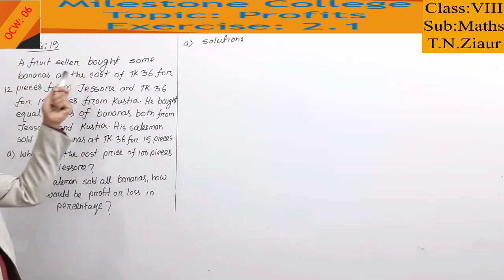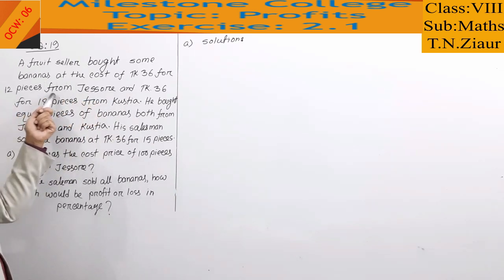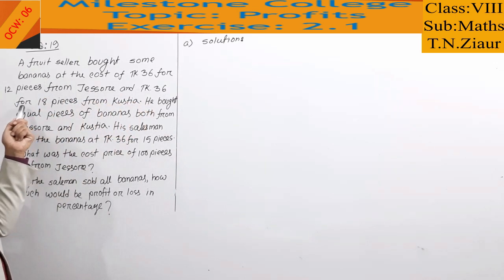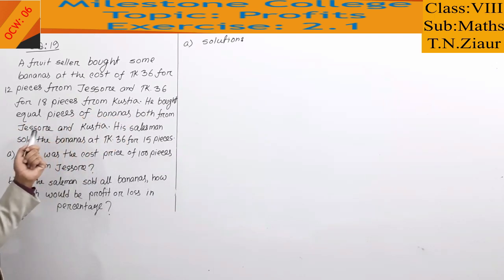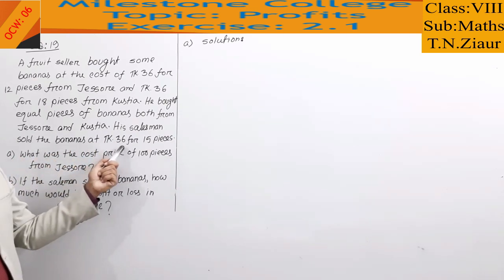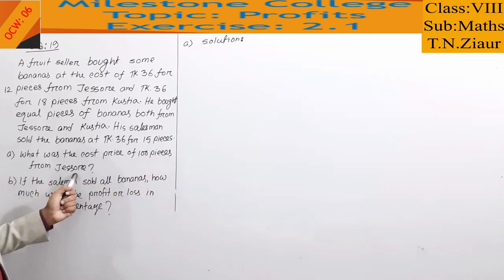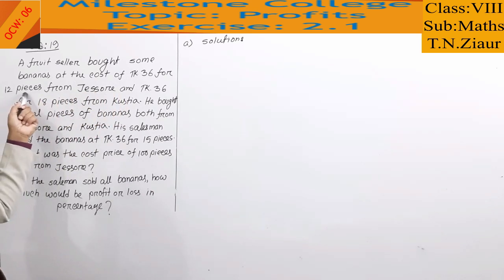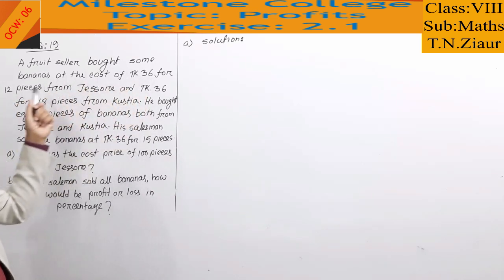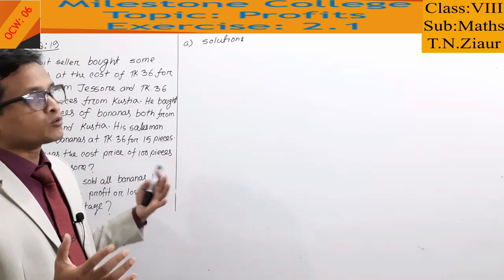A fruit seller bought some bananas at the cost of 36 taka for 12 pieces from Jessore, and 36 taka for 18 pieces from Kushtia. So he bought equal pieces of bananas both from Jessore and Kushtia. His salesman sold the bananas at 36 taka for 15 pieces, and what was the cost price of 100 pieces from Jessore? So here from Jessore he got 12 pieces of bananas and the rate is 36 taka. That means the 12 pieces cost price is 36 taka. So what will be the 1 and what will be the 100 pieces?